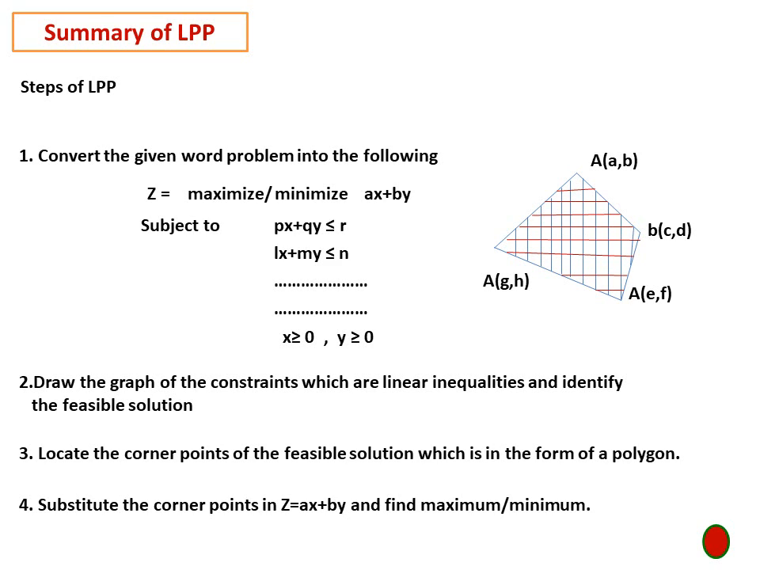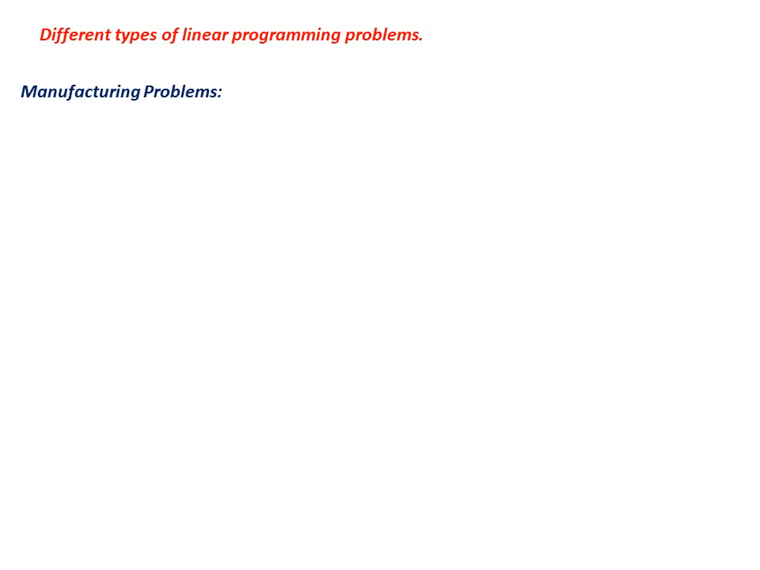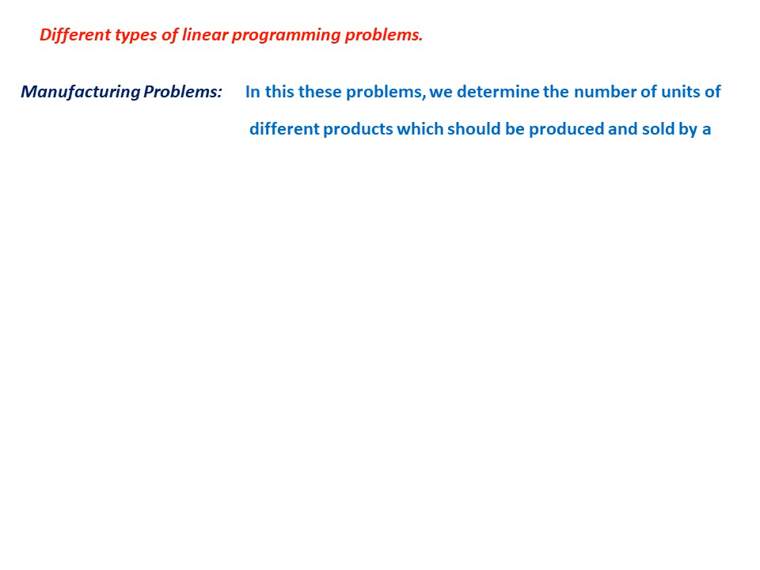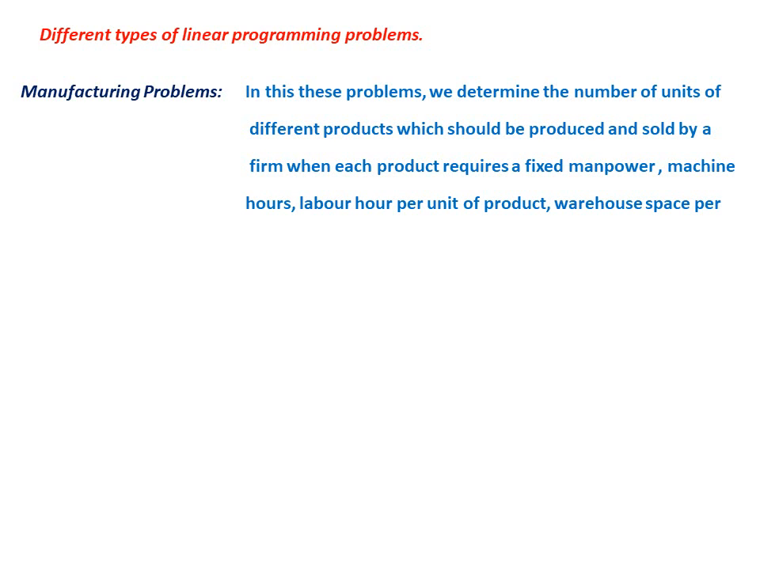In today's class I have taken only the graphical method. I have not taken word problems. This is only to acquaint ourselves with the method of solving. There are different types of linear programming problems. For example, one is manufacturing, and we are going to study all these things in the next class onwards. In this problem, we determine the number of units of different products which should be produced and sold by a firm when each product requires fixed manpower, machine hours, labor hours per unit product, etc. This is called a manufacturing problem.